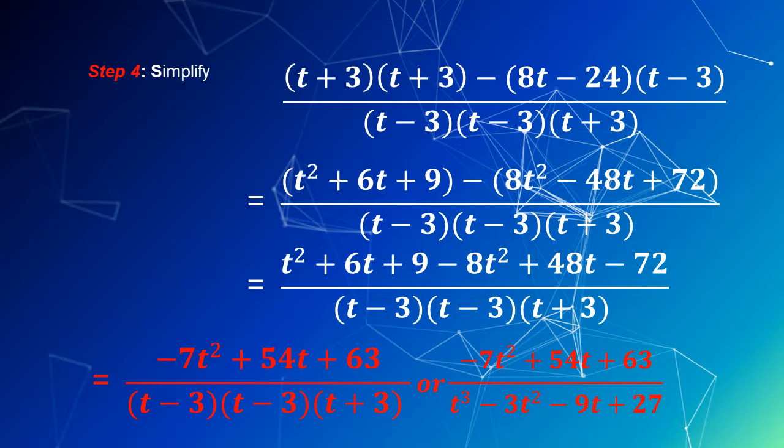And since we cannot cancel any term, we can simplify this, and that is equivalent to t cubed minus 3t squared minus 9t plus 27. If you prefer this one, wherein the denominator is in factored form, that's also accepted. Or if you have this one, this is also accepted.